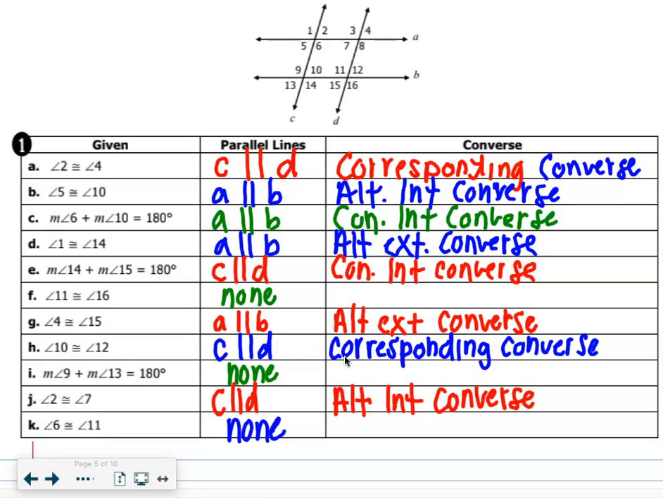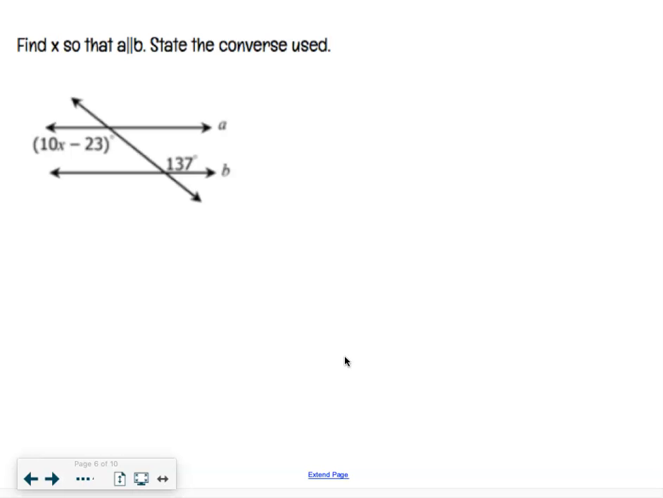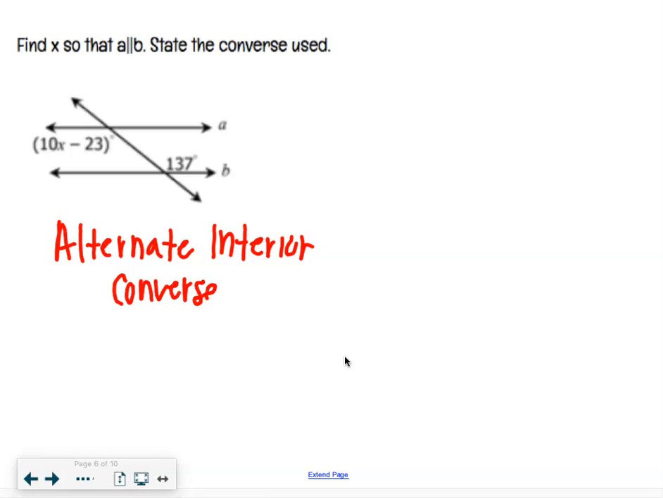Okay, let's try some algebra. It says find x so that A is parallel to B. State the converse used. So what kind of angles are these? Alternate interior. So you're going to say alternate interior converse. Now are alternate interior angles congruent or supplementary? Congruent. So we're going to set them equal to each other.